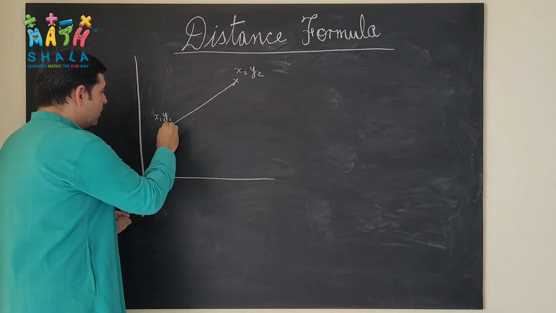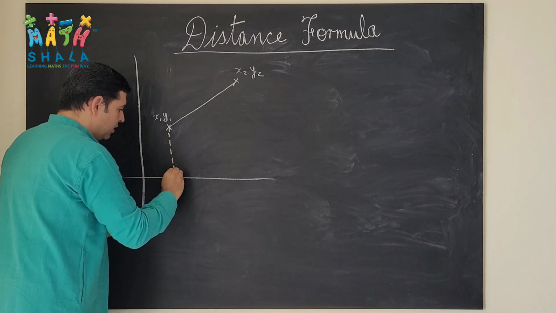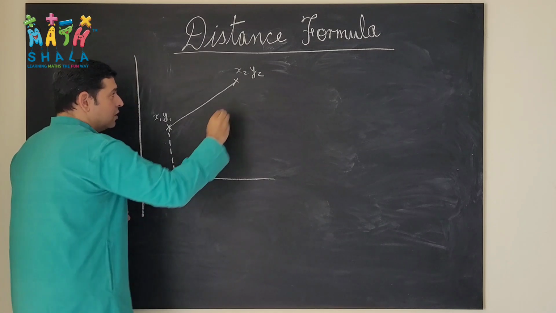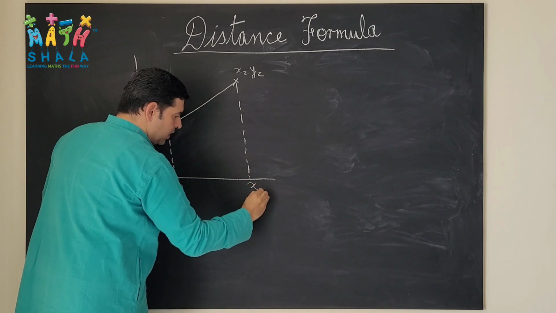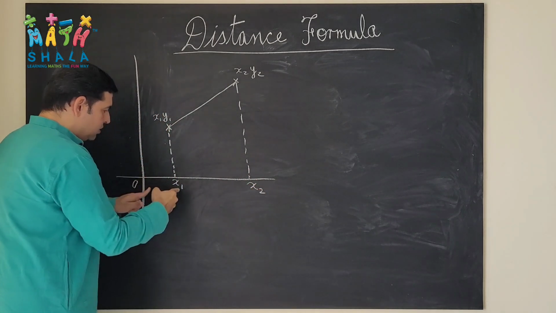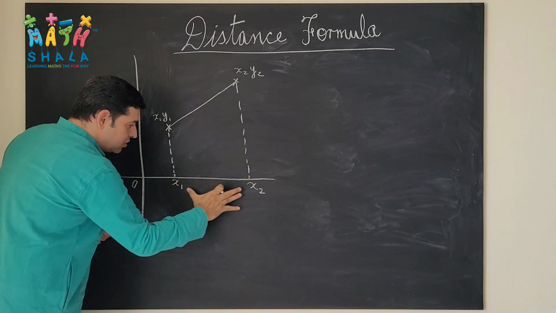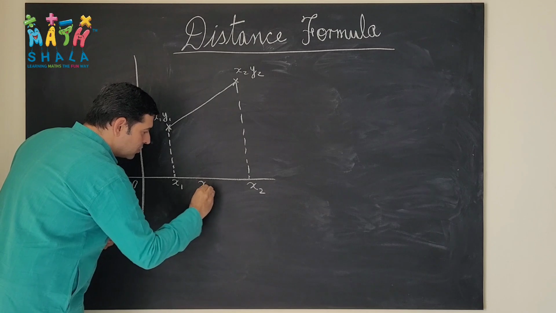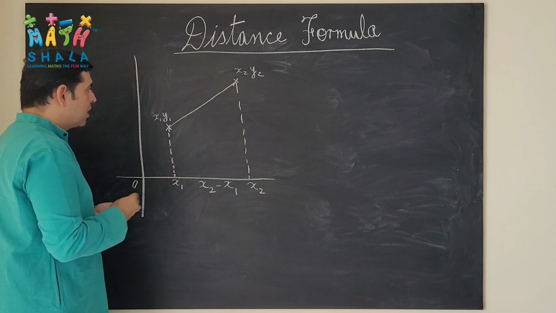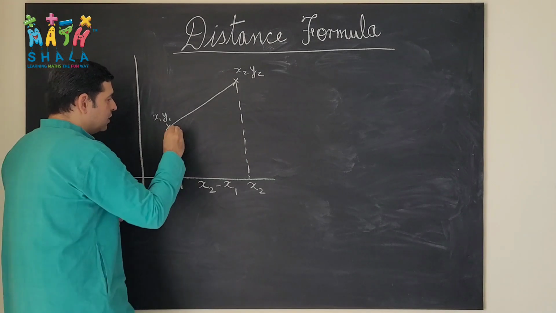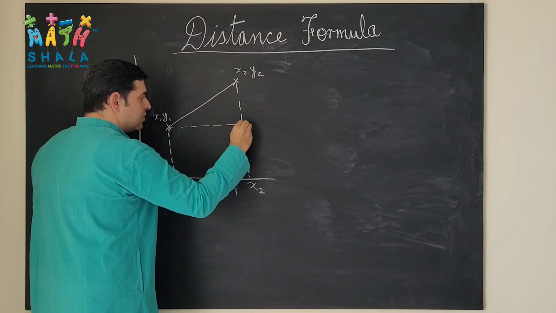Fine. Now if I see this is a point x1 and say this is a point x2, right? So from origin, this distance is x1. From origin, this distance is x2. So the distance between x1 and x2 would be x2 minus x1. Fine. And now we will create a line parallel to the x-axis like this.